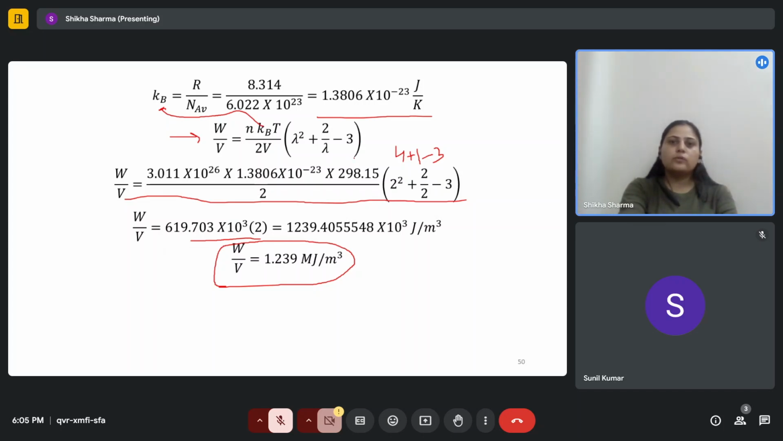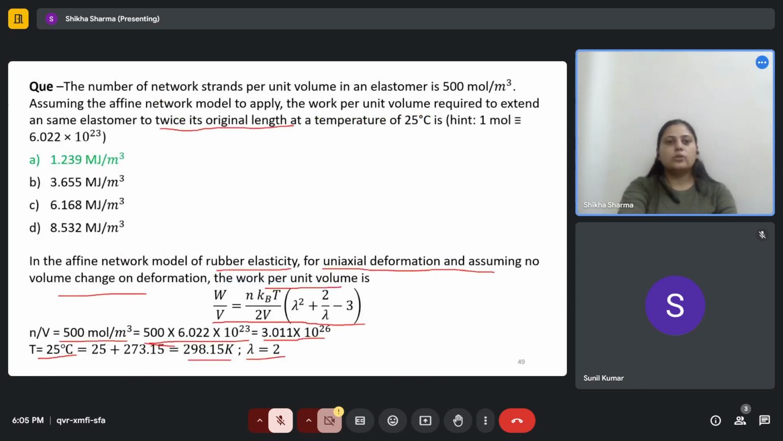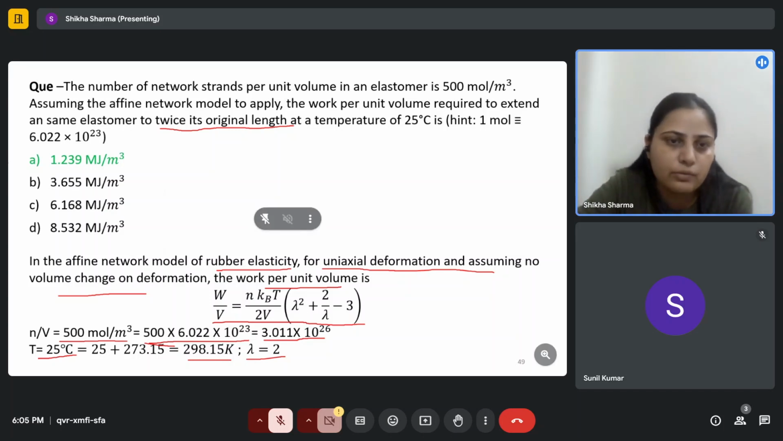apply the formula of the affine network, work done per unit volume, and we get the work done per unit volume as 1.239 times 10 to the power megajoule per meter cube. So our option A is correct, not option B. Now you understood why I am getting option A, not option B, why I am not getting 3.655, why I am getting 1.239.